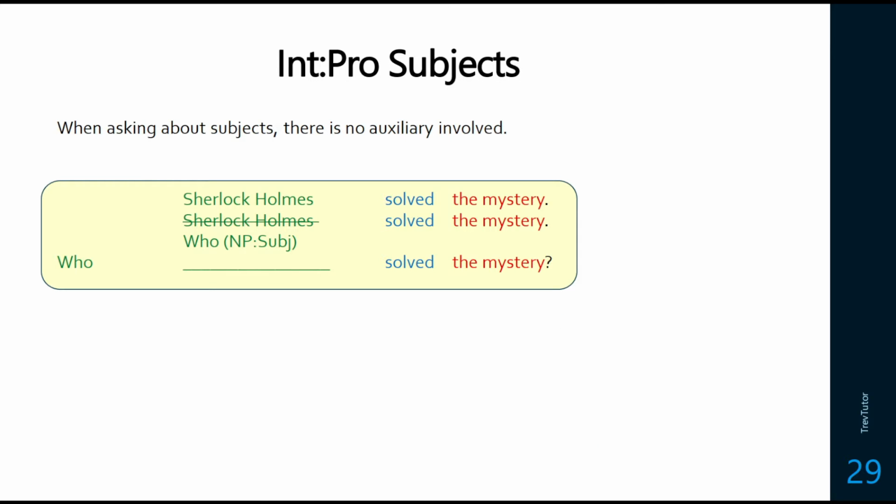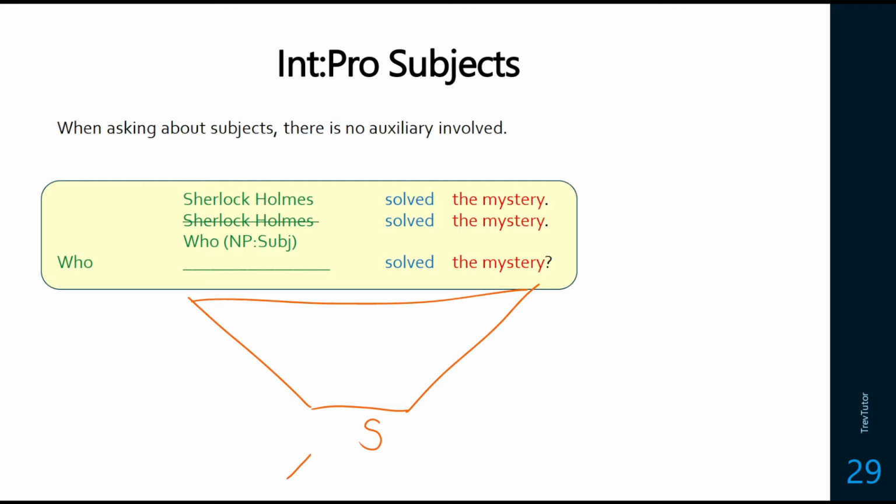Let's show off some more examples of interrogative WH words. So when we ask about subjects, we don't need to do any auxiliary. So Sherlock Holmes solved the mystery. Who solved the mystery? And then we move it up to the front. Basically what's happening is that this bit right here, covering everything, is the sentence.